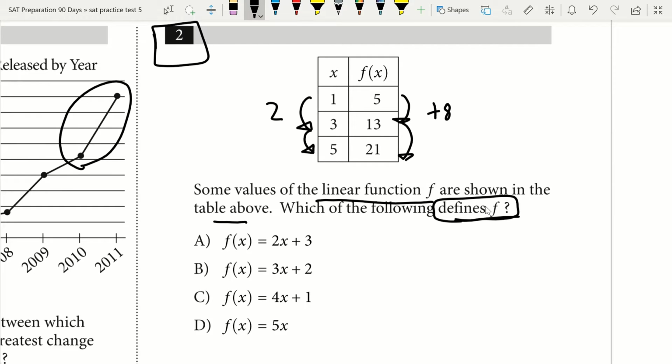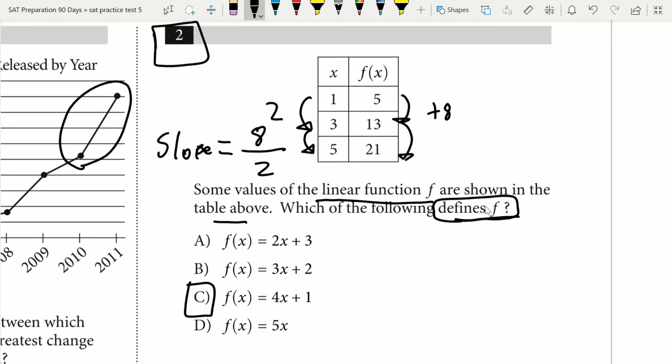So what I'm going to do here is I see I go from 1 to 3. I know that's a change in x of 2. I know my slope is going to equal my rise over my run, or my change in y over my change in x. So my change in x is 2. I see I go up 8 from 5 to 13. So my slope's 8 over 2, which is going to equal 4x. So my answer there would be C.